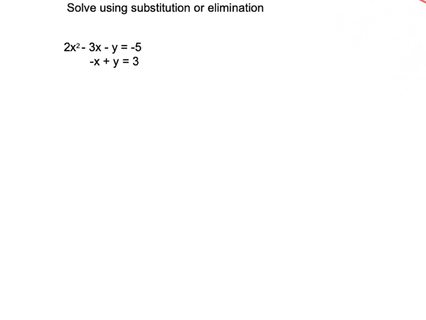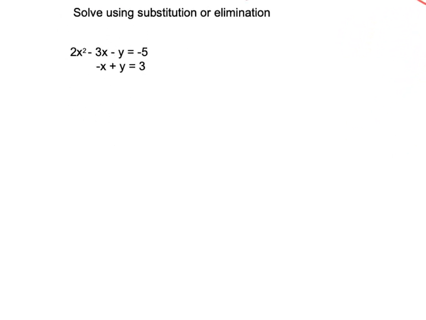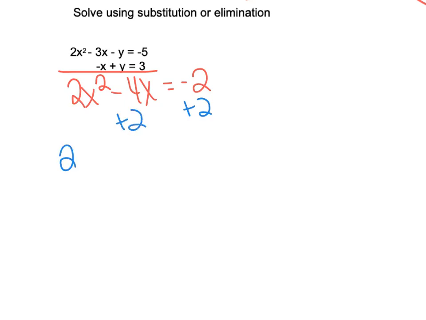So if we come back here and I look at this and I decide I want to use elimination because I see I have a negative y and a positive y, so my y's are going to cancel. So if I do that, I just add vertically, and I get 2x squared minus 4x. My y's are gone because negative x, positive x, equals negative 2. Now all I have left is x's, and it's a quadratic, so I need to get it set equal to 0. So I'm going to add 2 to both sides, and I get 2x squared minus 4x plus 2 equals 0.